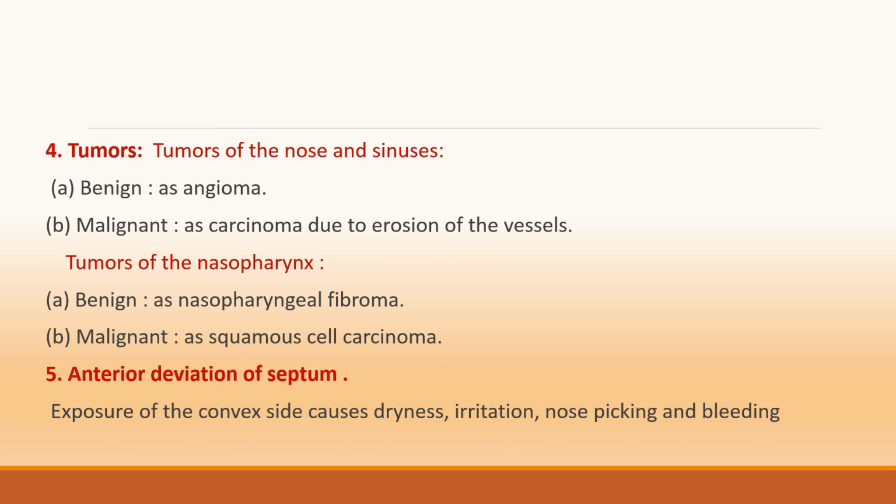Neoplastic or tumors: tumors of the nose and the sinus, benign as angioma or malignant as carcinoma due to erosion of blood vessels. Tumors of the nasopharynx, like nasopharyngeal fibroma, and malignant as squamous cell carcinoma. Anterior deviation of the septum, due to exposure of the convex side, causes dryness, irritation, nose picking, and bleeding.